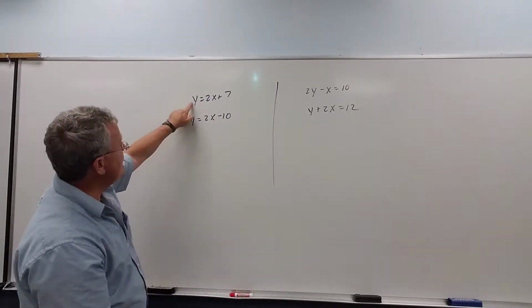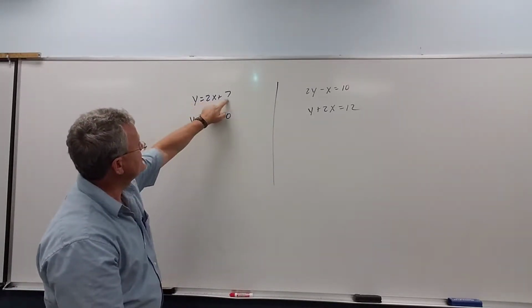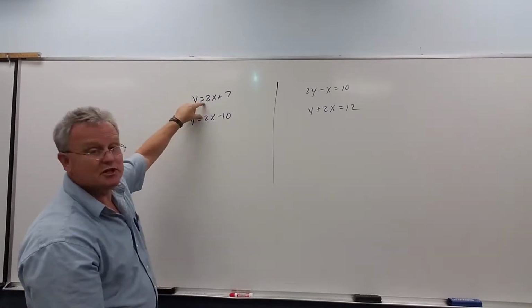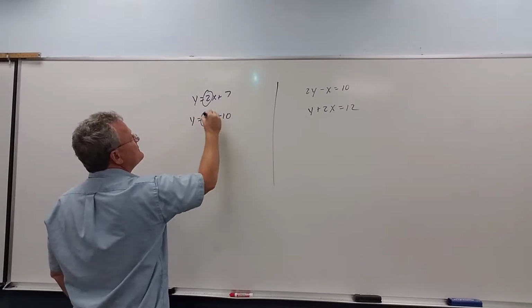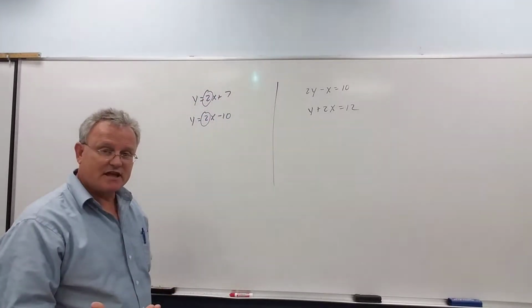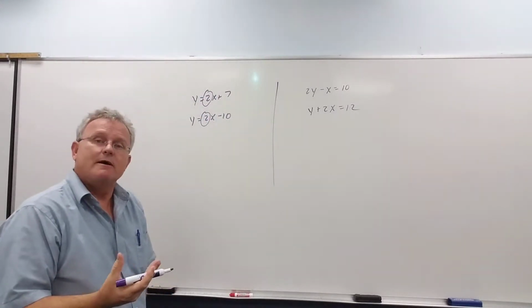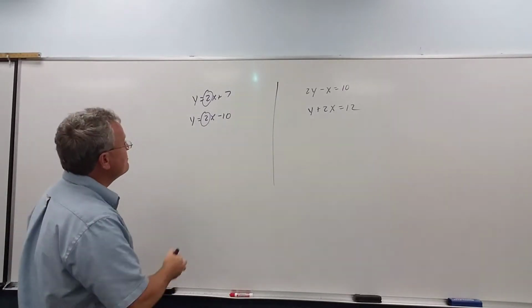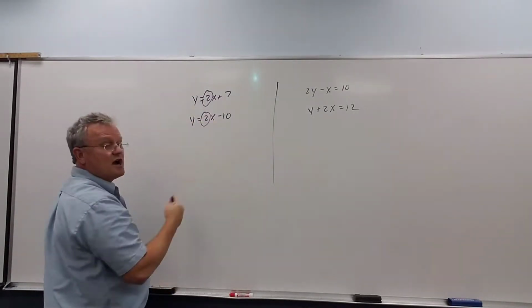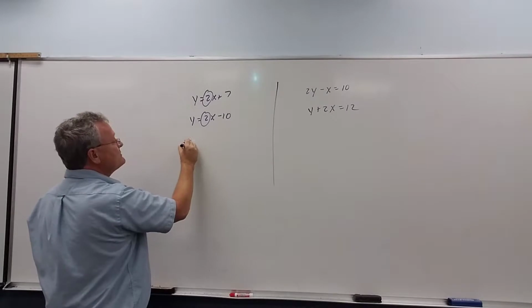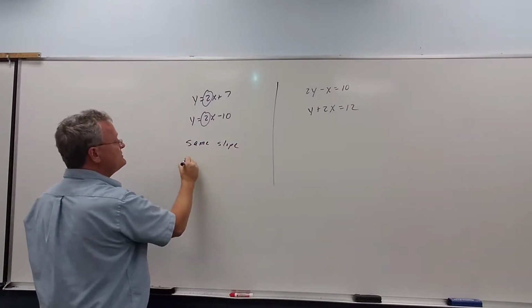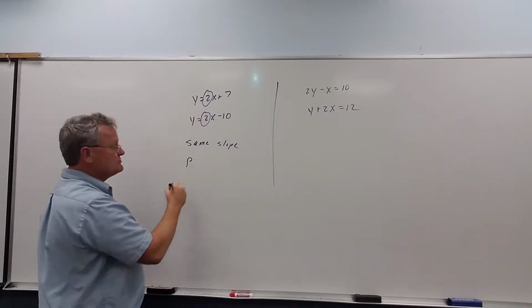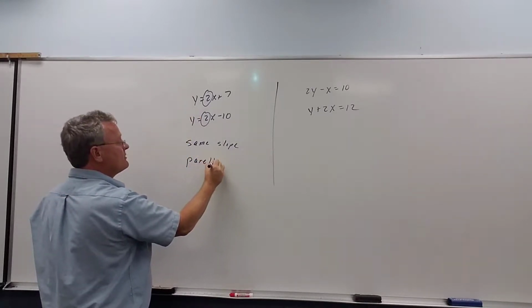Both of these are y equals mx plus b. Look at the slope, look at the number in front of x. If they're the same number, they're parallel, because parallel lines have the same slope. These two slopes are the same, so the same slope. So therefore, the graph of those two lines are parallel.